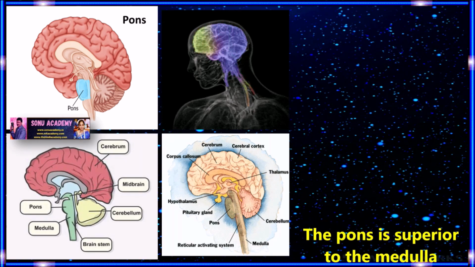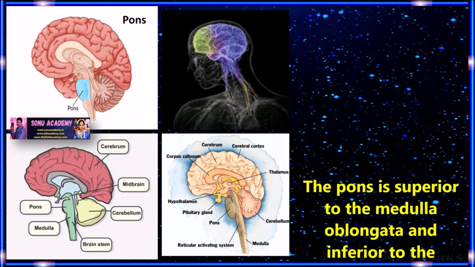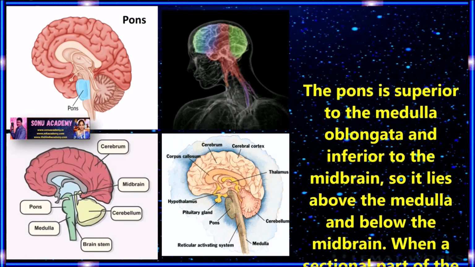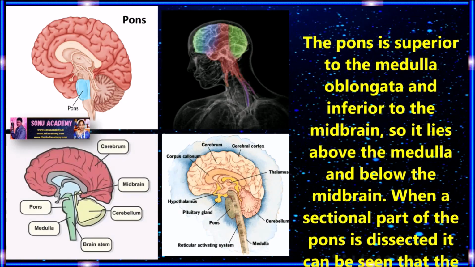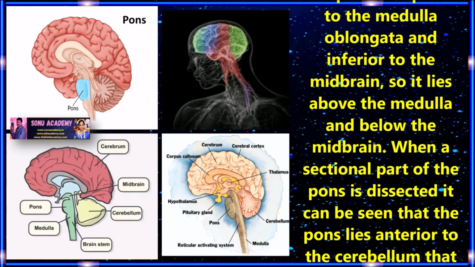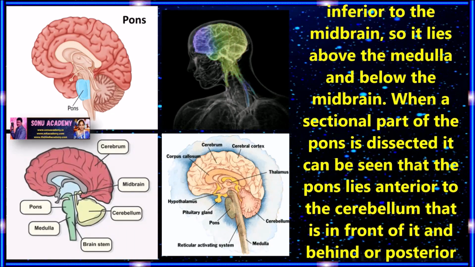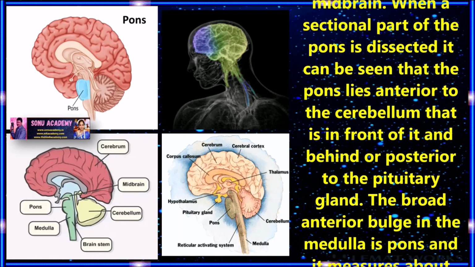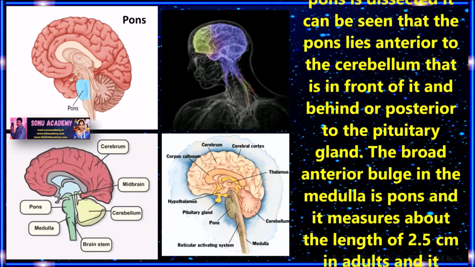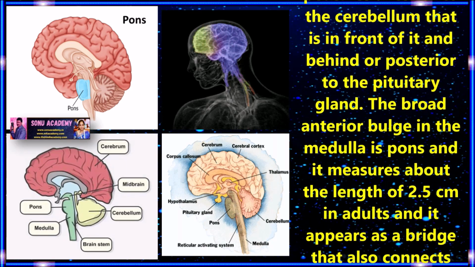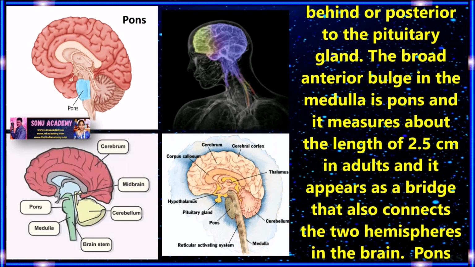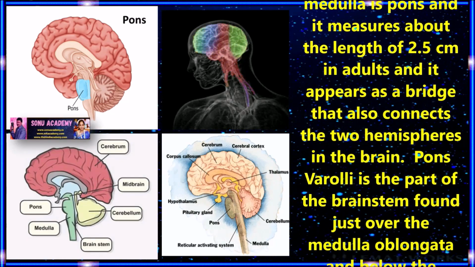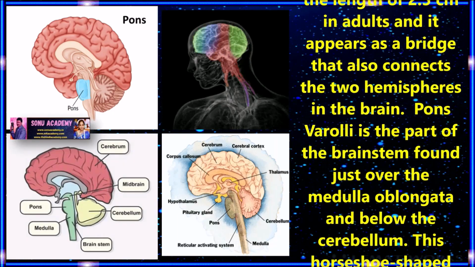Children, now let us discuss the pons. The pons is superior to the medulla oblongata and inferior to the midbrain, so it lies above the medulla and below the midbrain. When a sectional part of the pons is dissected, it can be seen that the pons lies anterior to the cerebellum, that is in front of it, and posterior to the pituitary gland. The broad anterior bulge in the medulla is the pons and measures about 2.5 centimeters in length in adults, and it appears as a bridge that also connects two hemispheres in the brain.